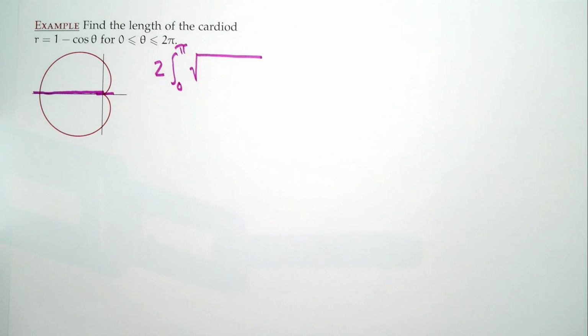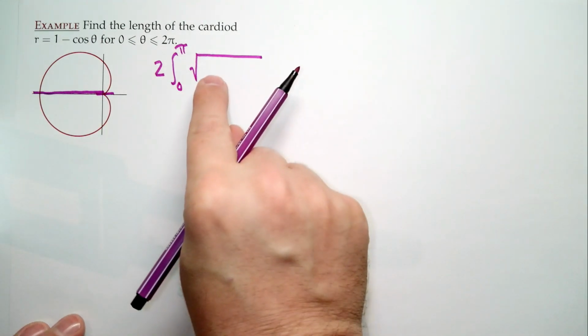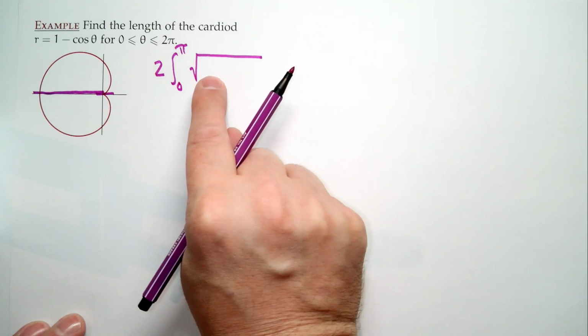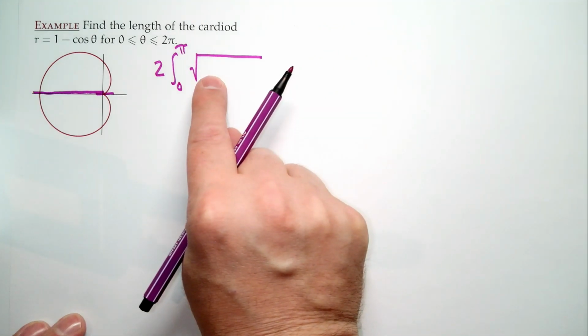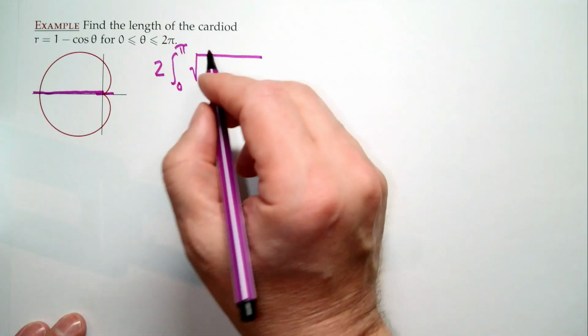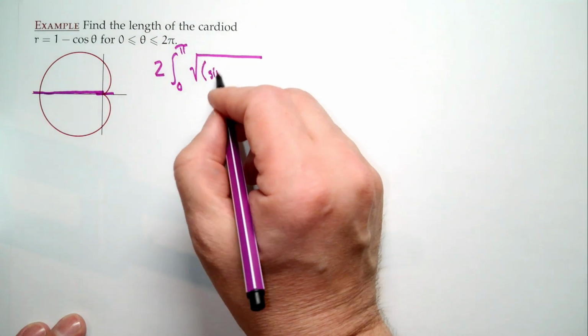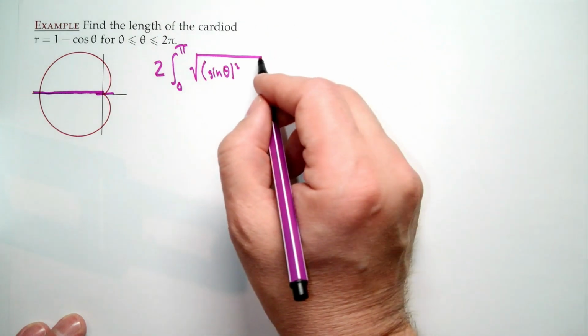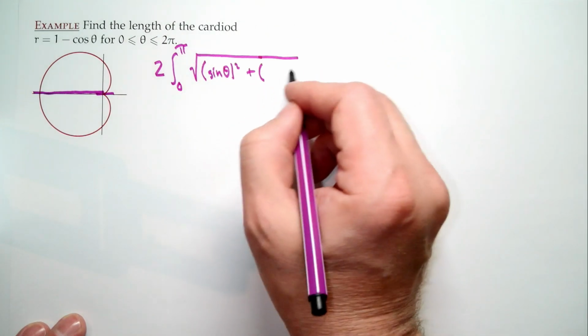now it's time to see if you remember. What comes next? Okay, so take the derivative. All right, what's the derivative of 1 minus cosine? It'll be sine. So we're going to get sine squared. Plus, now what?